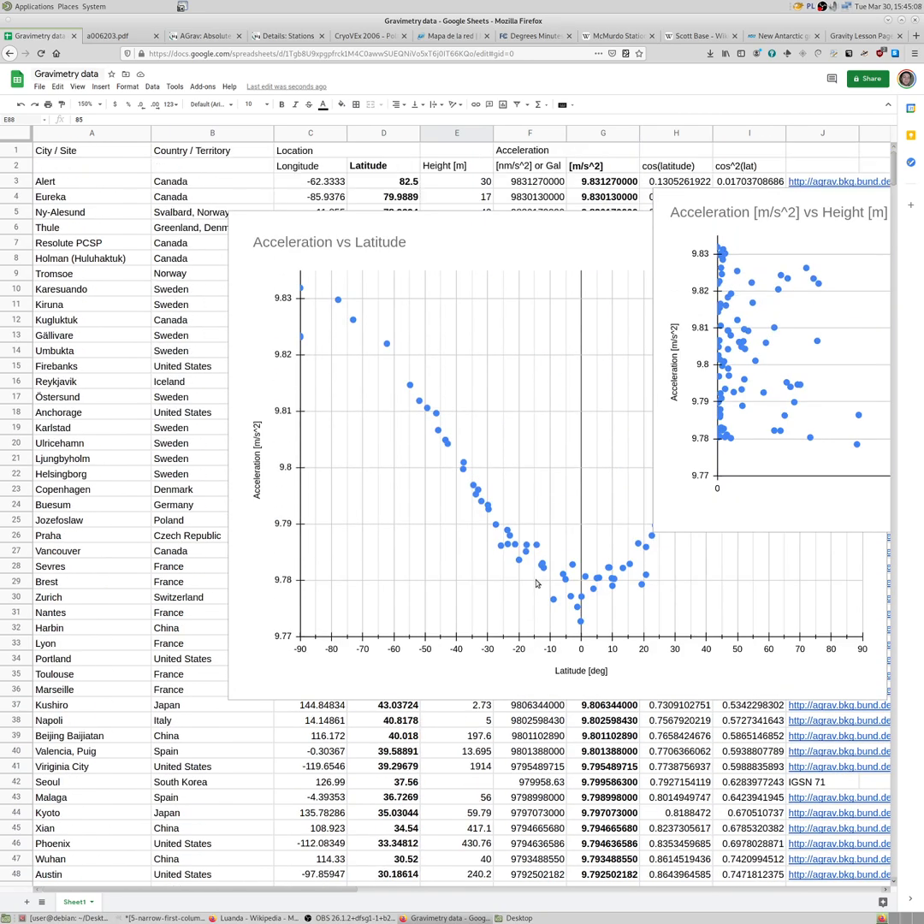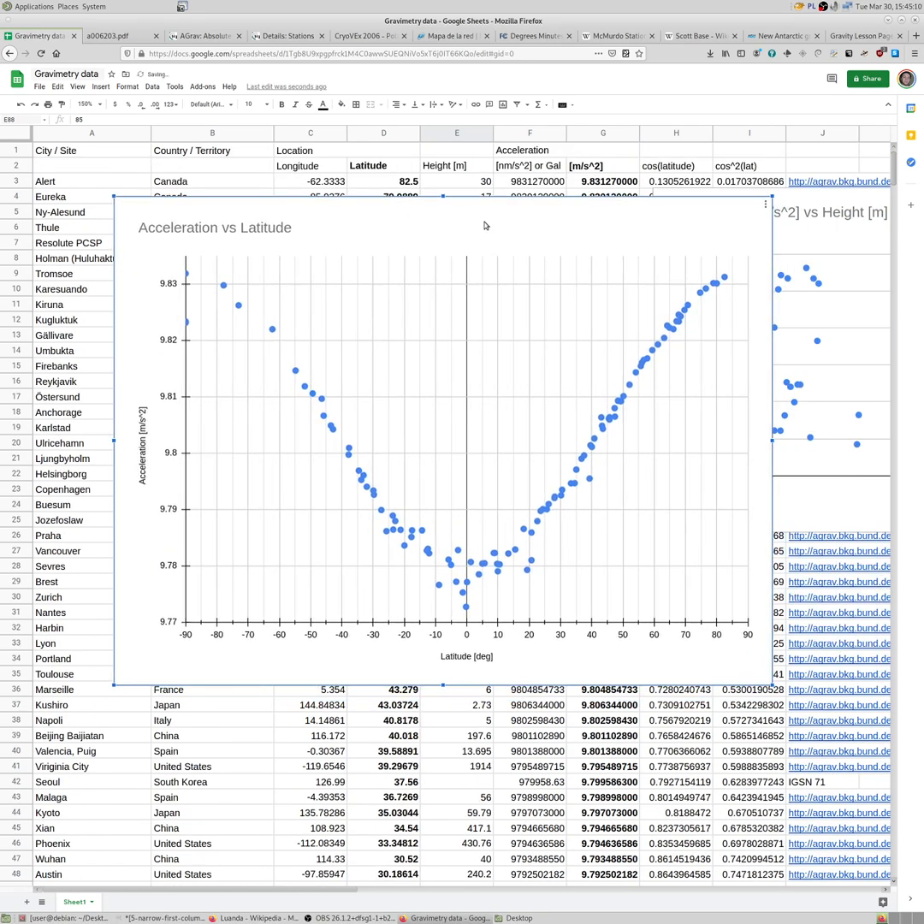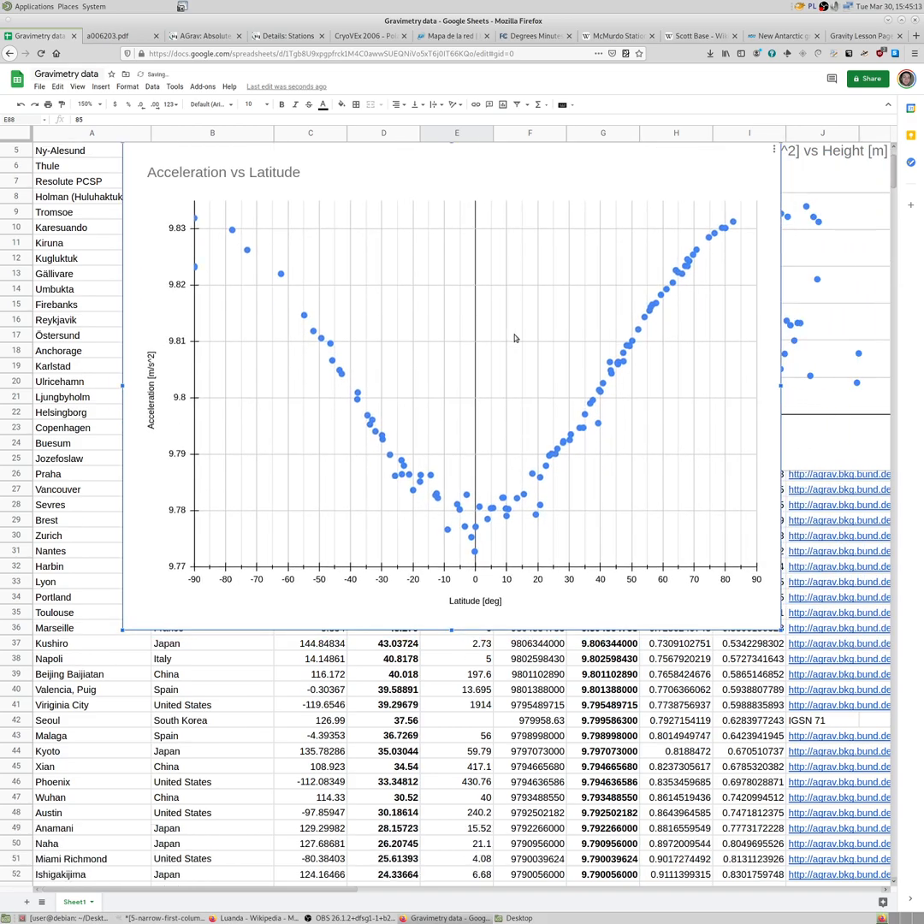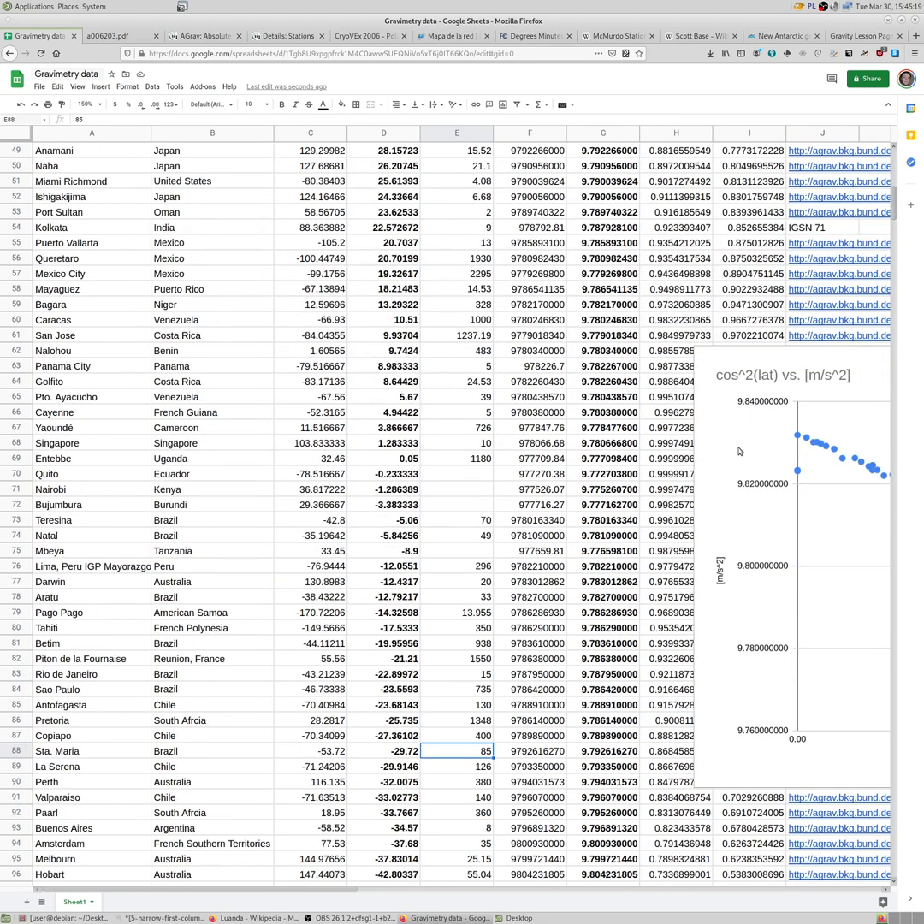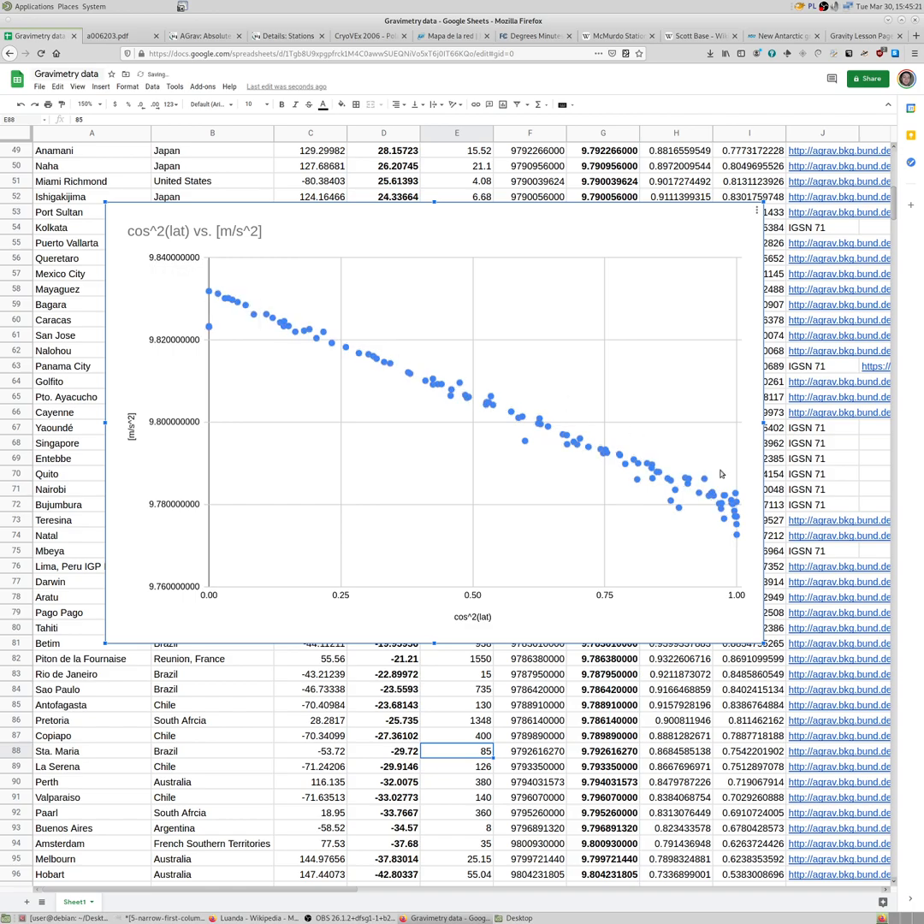And yeah, this is something interesting. If we actually take a cosine squared of latitude, then we arrive at this linear function, which clearly tells us that this variation in acceleration is correlated with cosine squared of latitude. And indeed, if you do physical interpretation of rotation and shape of the Earth, the term cosine squared latitude will be there.